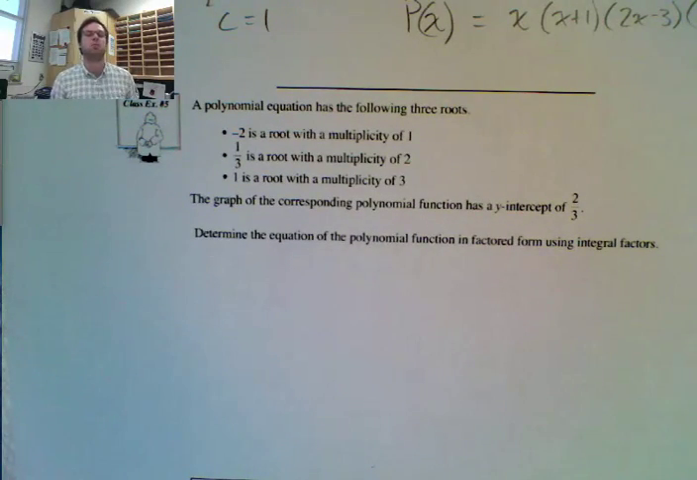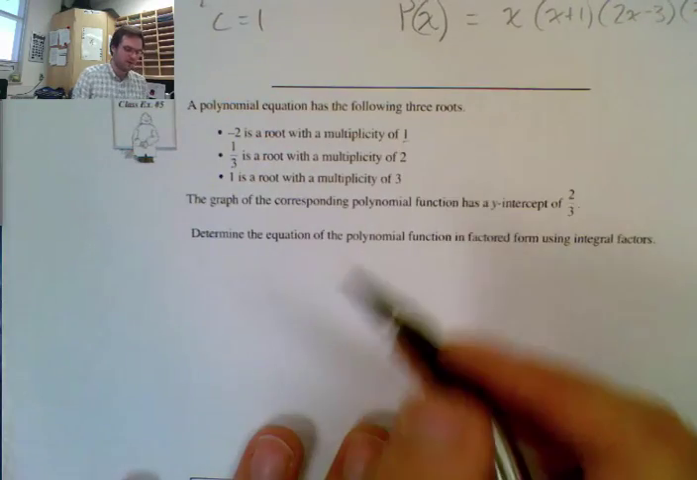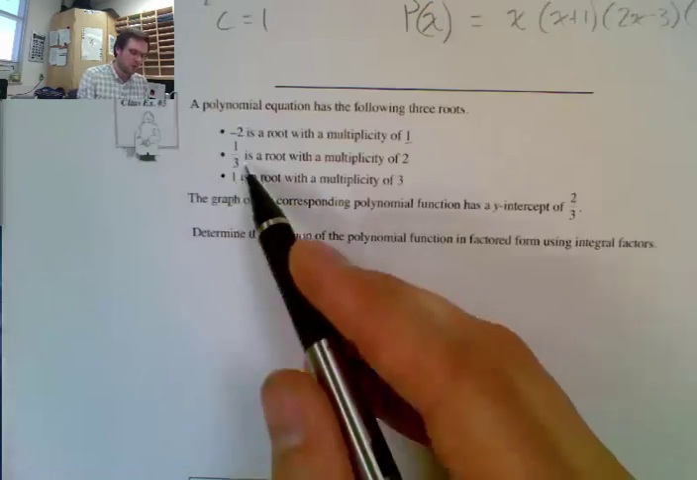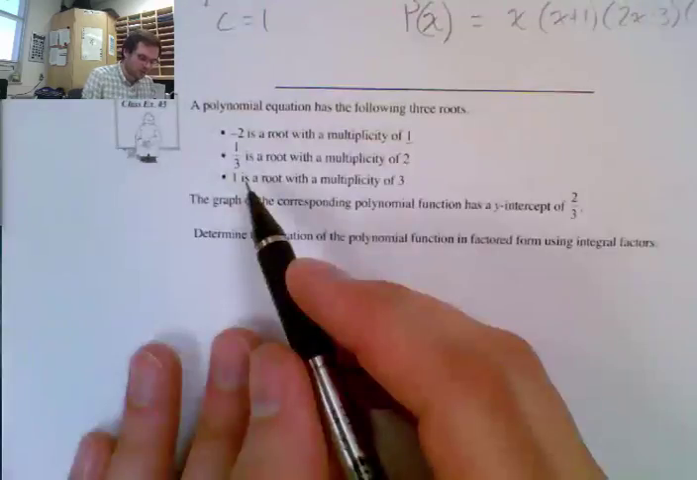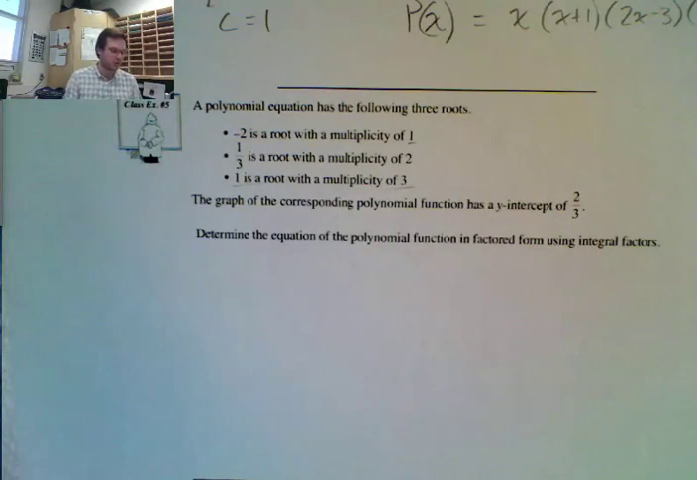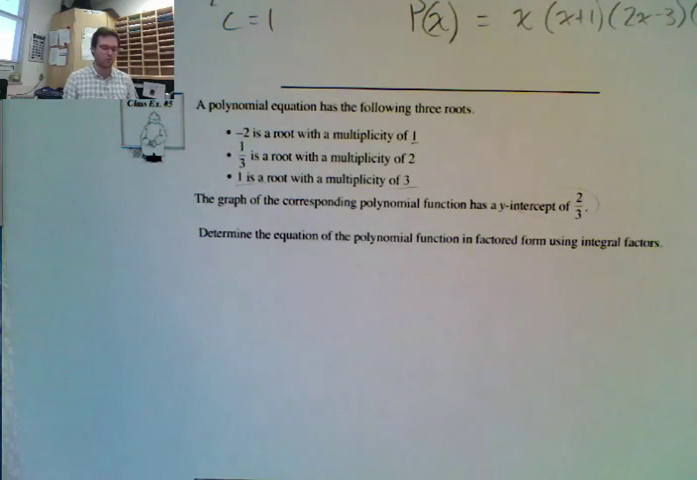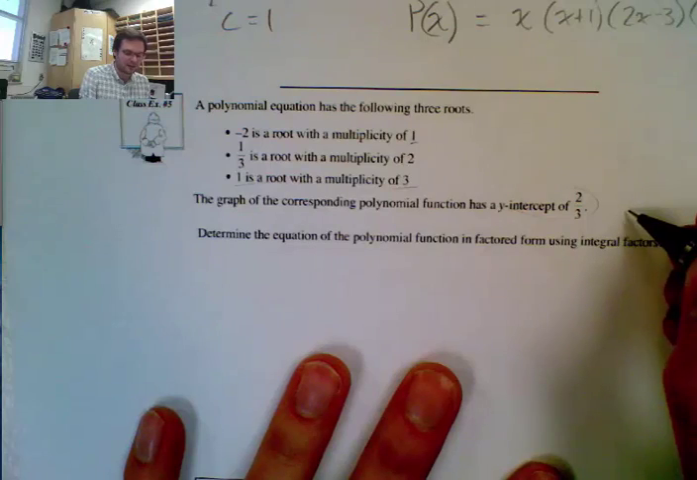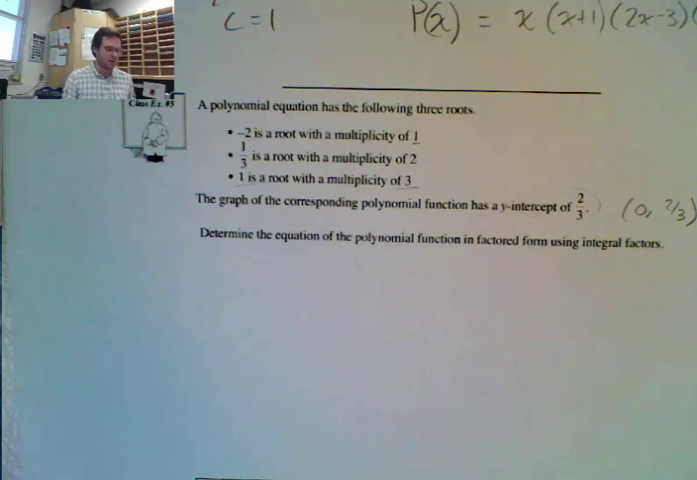Okay? Now let's take a look at class example number 5. Here it says a polynomial equation has the following 3 roots. We have negative 2 as a root of multiplicity 1. We have 1/3 as a root of multiplicity 2. And then we have 1 as a root of multiplicity 3. The graph corresponding to the polynomial function has a y-intercept of 2 over 3. So when x is 0, that's the point (0, 2/3). Determine the equation of the polynomial function in factored form using the integral factors.